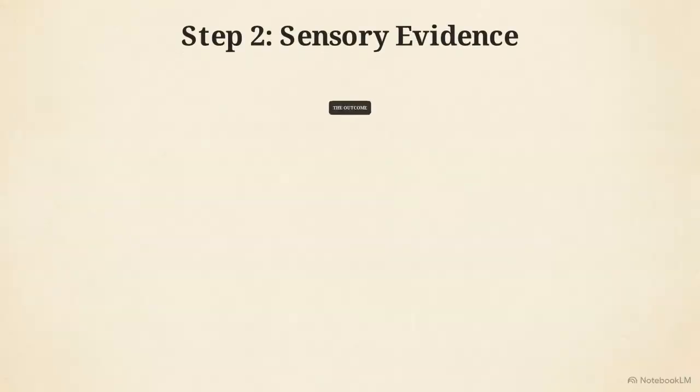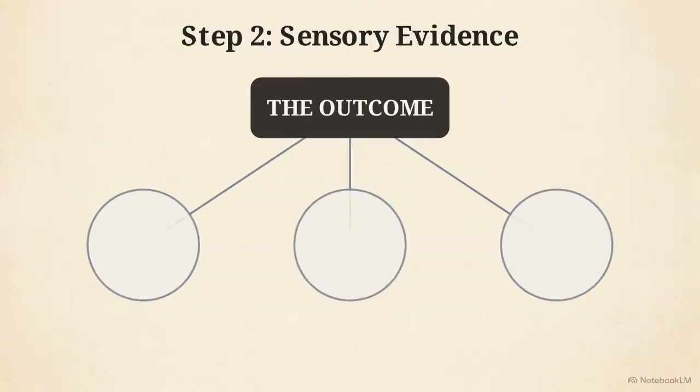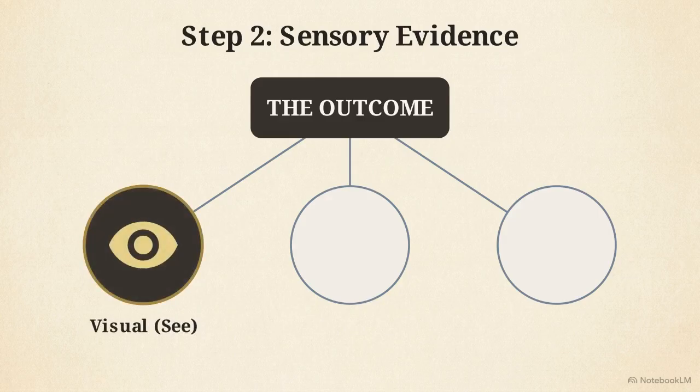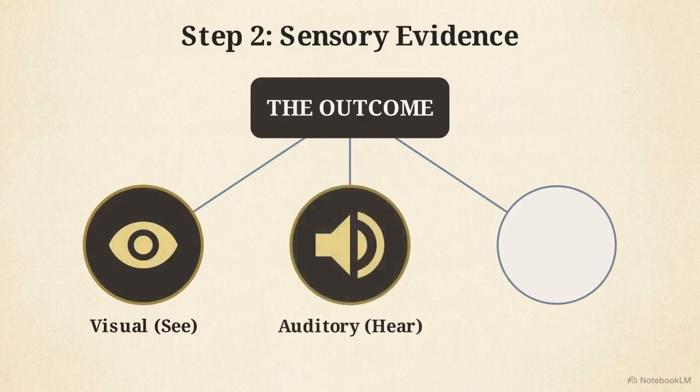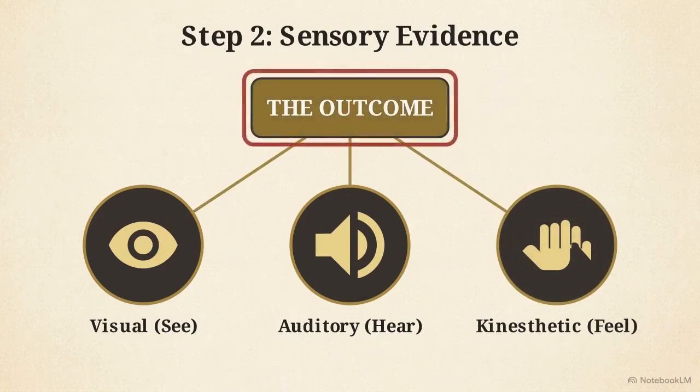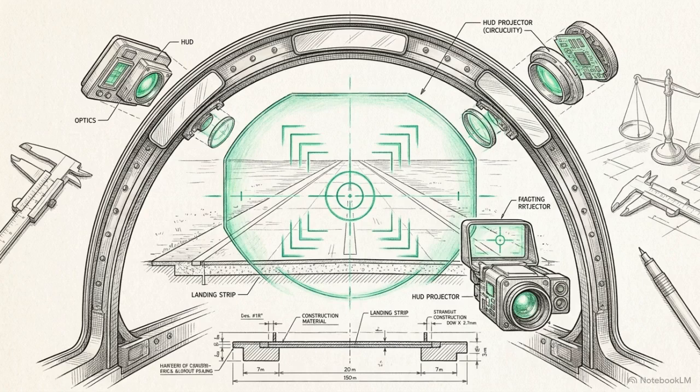Step 2 is sensory evidence, mapping your outcome across the 3 primary senses. What exactly will you see in your environment? What specific sounds or internal dialogue will you hear? And what precise physical sensation will you feel in your body? Attaching this sensory evidence to an abstract wish gives your brain a biologically recognizable target to lock onto.